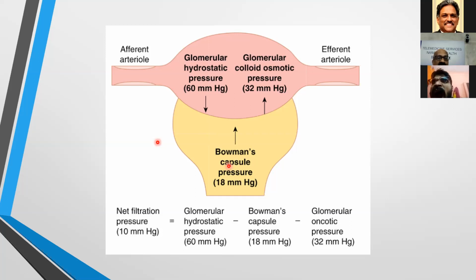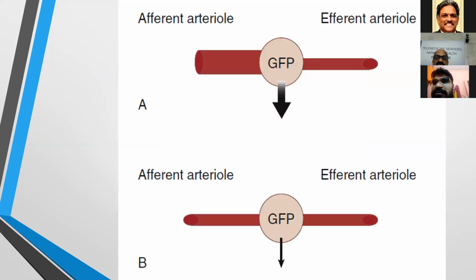So we have the arterioles, afferent arteriole and efferent arteriole, which are responsible for maintenance of the vascular tone and hence the filtration pressure. If the efferent arteriole is constricted, there will be more filtration, whereas if the afferent arteriole is constricted, there is decreased filtration for obvious reasons. So the same thing is depicted in this diagram.